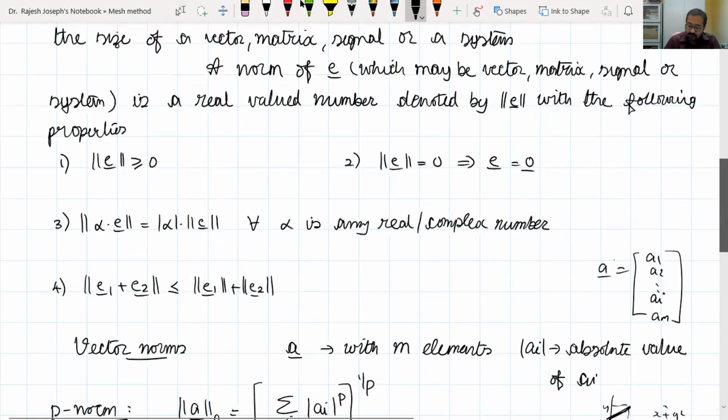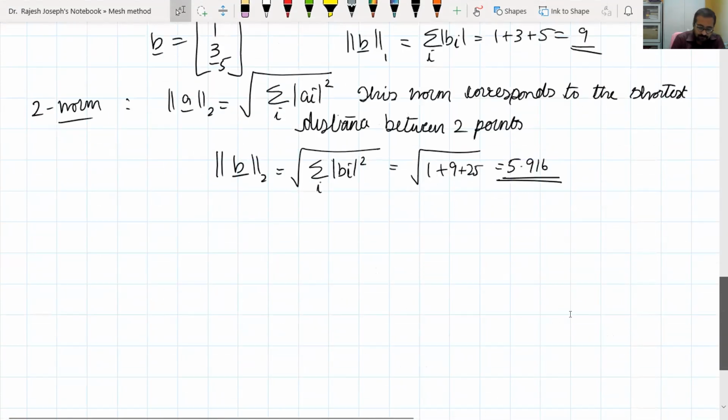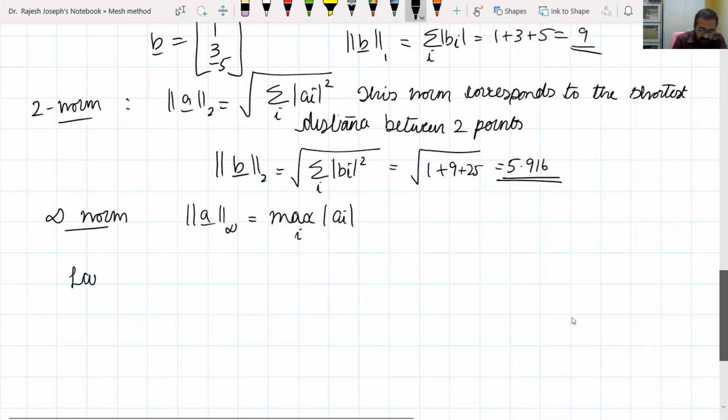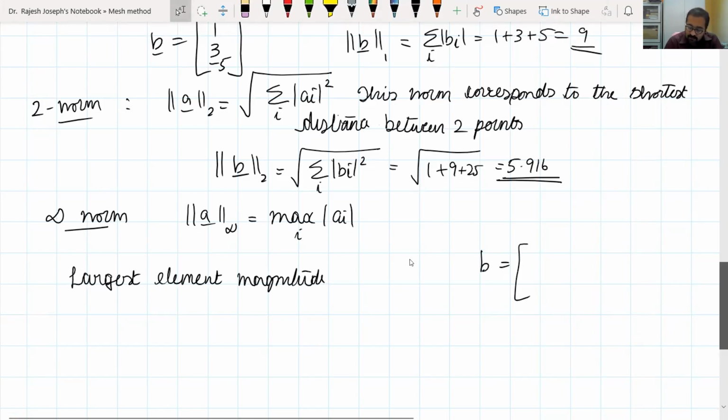Then we have what is called the infinity norm. What is the infinity norm? The infinity norm is defined as the maximum over I of the absolute value of the element. It is the largest element magnitude. So what is our B? Our B was 1, 3, minus 5. So what will be the infinity norm here? It will be nothing but 5. It's the largest element magnitude.